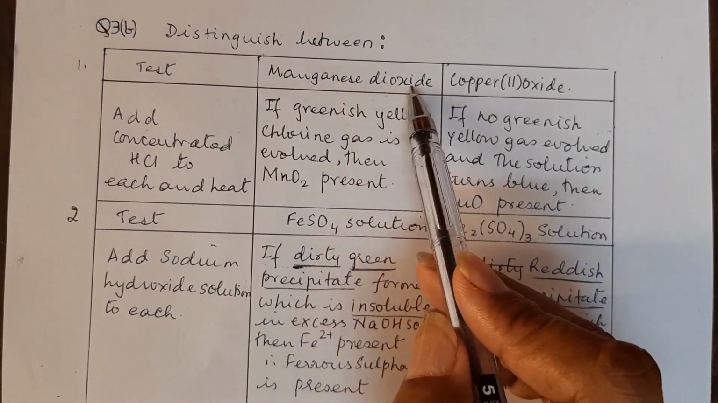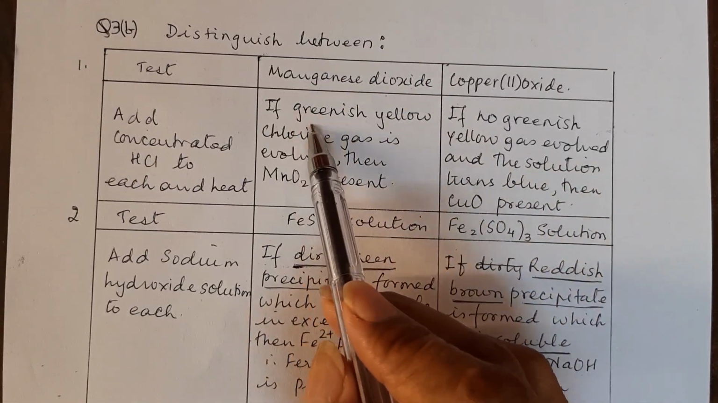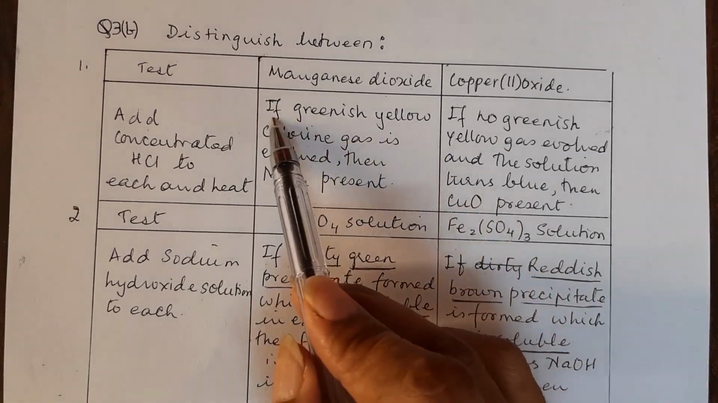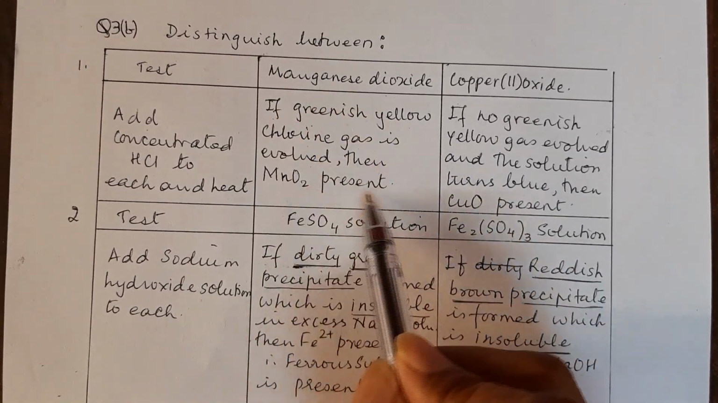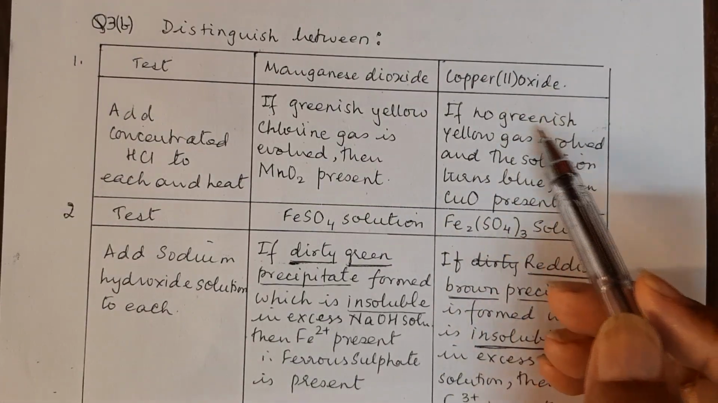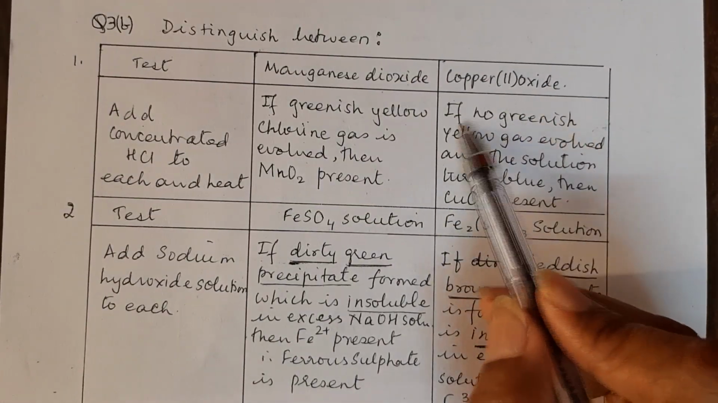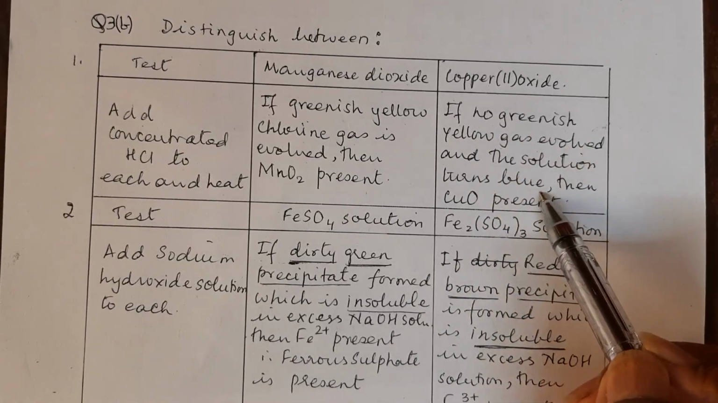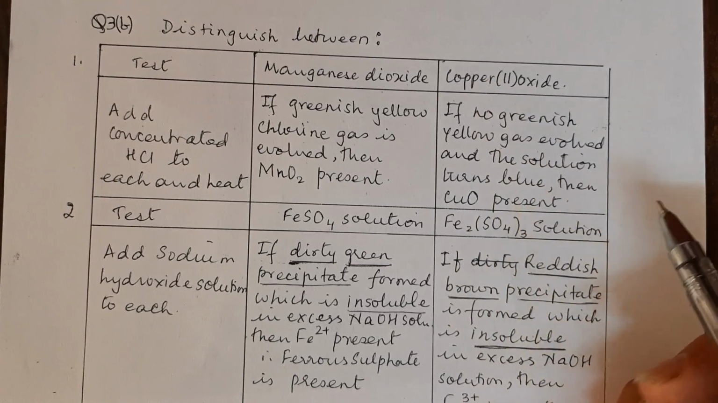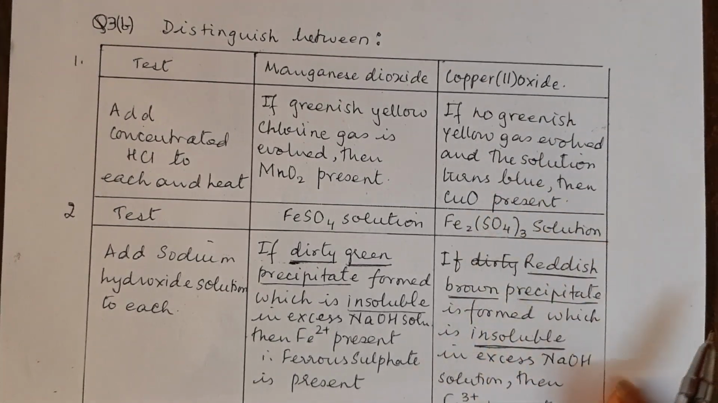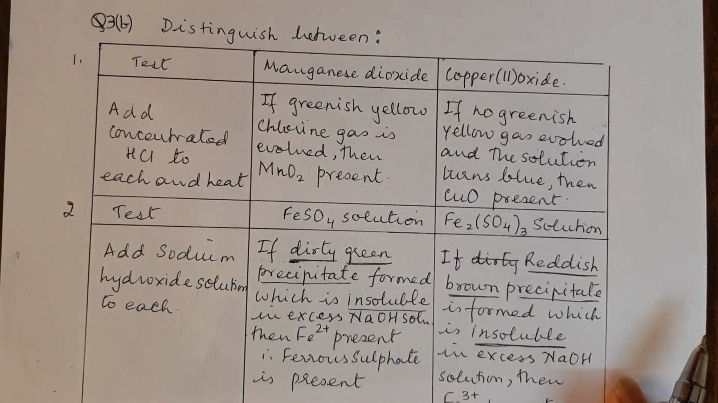If it is manganese dioxide, what we will get is greenish yellow chlorine gas evolved. So we write like so, and then we say MnO2 is present. For copper(II) oxide, there will be no greenish yellow gas. So we write, if no greenish yellow gas is evolved and the solution turns blue because copper will form copper chloride, then CuO will be present in that case.